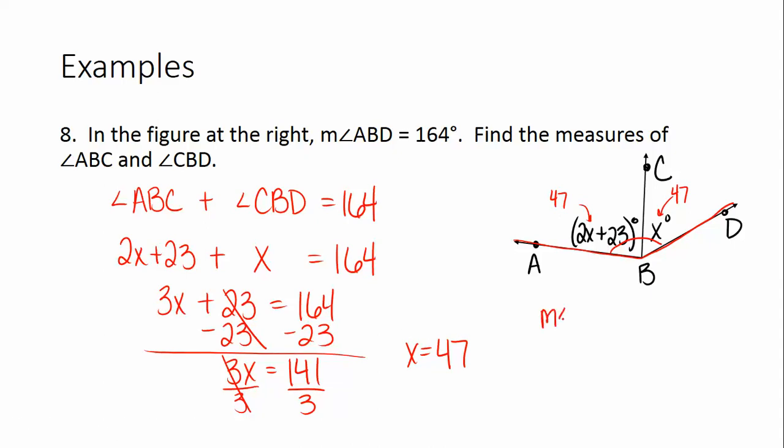So the measure of angle ABC is going to be 2 times 47 plus 23. That's 117. And the measure of angle CBD is x, which is 47. So always remember that once you've found x, oftentimes you need to go back and actually figure out what the angle measures are.